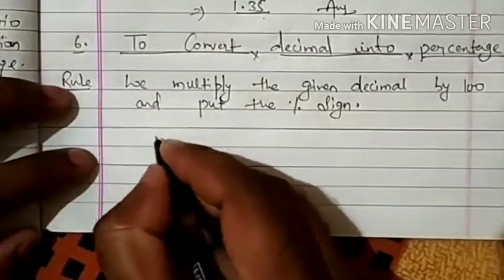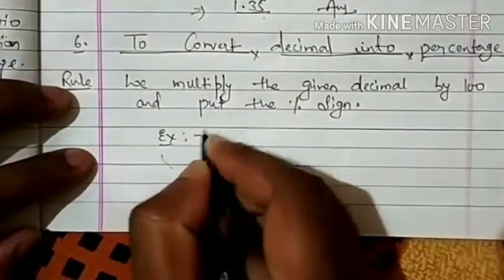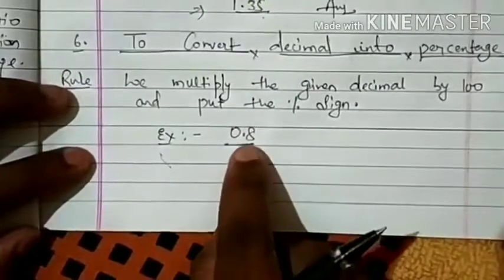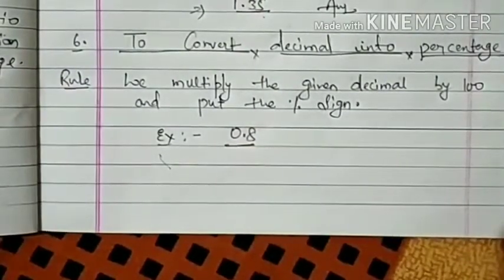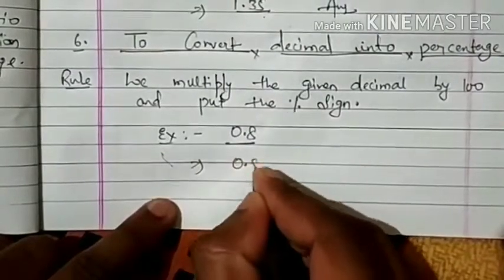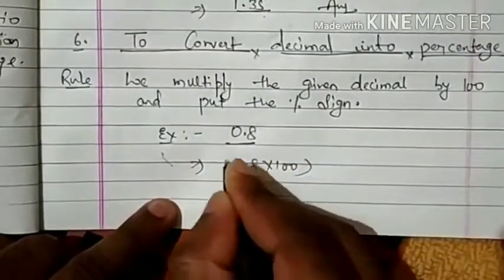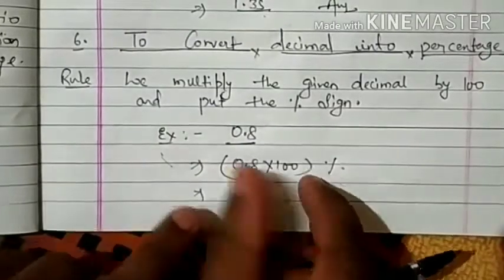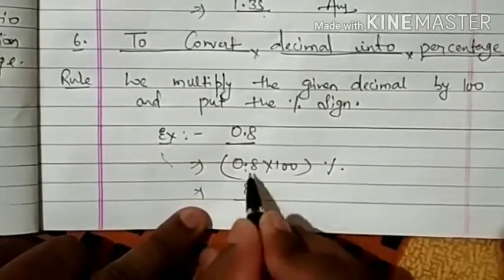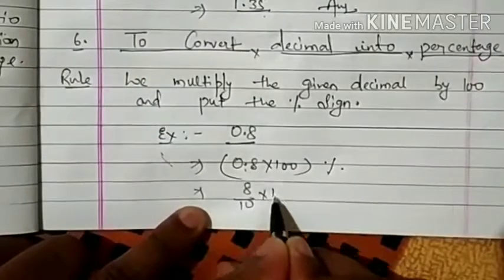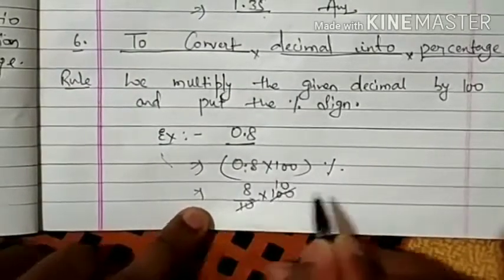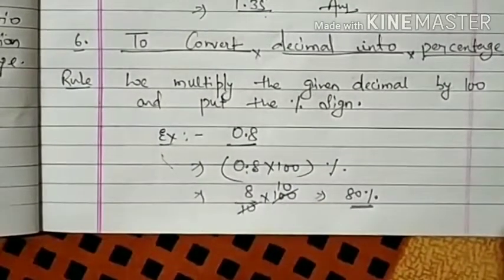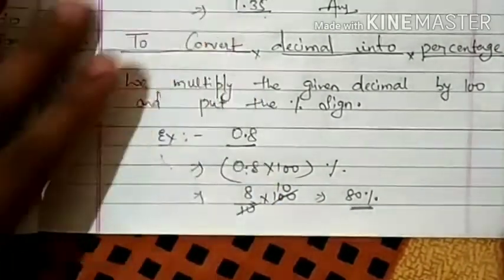Let's take an example over here. Suppose I give you a question: convert 0.8, which is in the form of decimal, into percentage. So what do we have to do? We have to multiply 0.8 by 100 and put a sign of percentage. I hope you all can solve it. 0.8 can be written as 8 over 10 multiplied by 100. 10 goes 10 times in 100, 8 times 10 is 80%. Very easy.